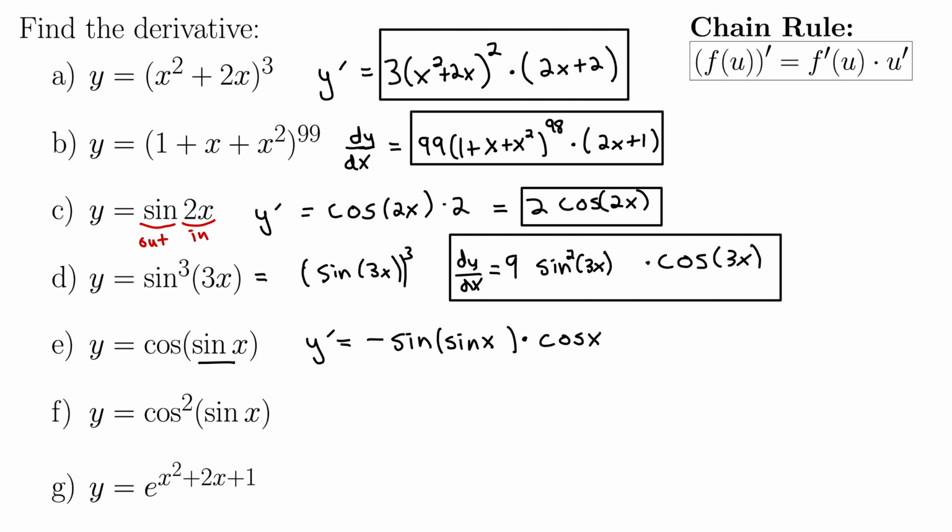Can we simplify this further? You may be thinking, let's write that as sine squared x. But this is not sine squared x, right? Sine squared x is sine x times sine x. This is sine of sine x. So indeed, this is as simplified as this one gets.